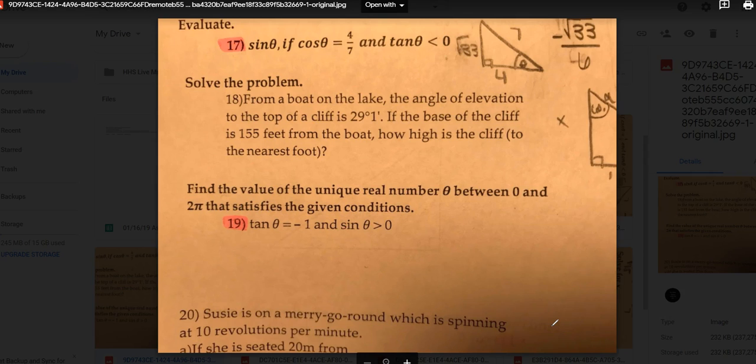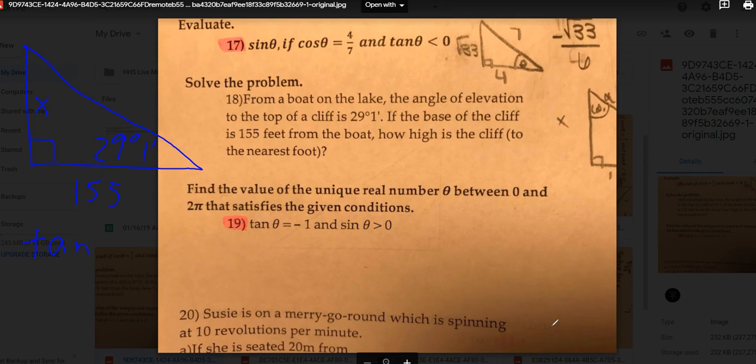Okay, from a boat on the lake, the angle of elevation to the top is 29 degrees and 1 minute. If the base of the cliff is 155 feet from the boat, how high is the cliff? Sounds like a job for tangent.